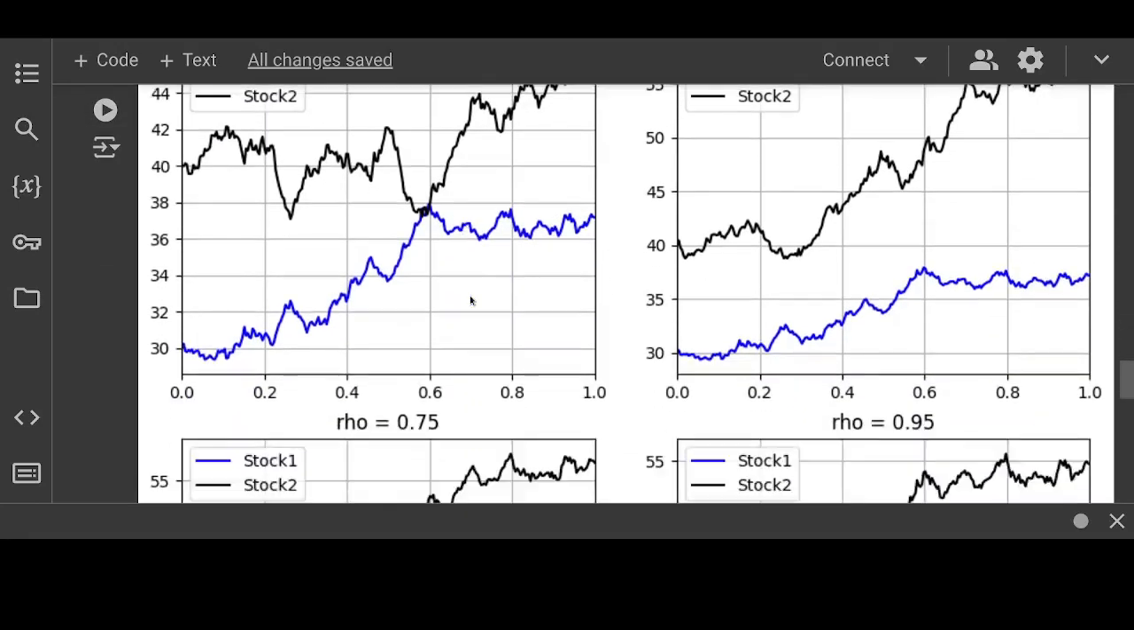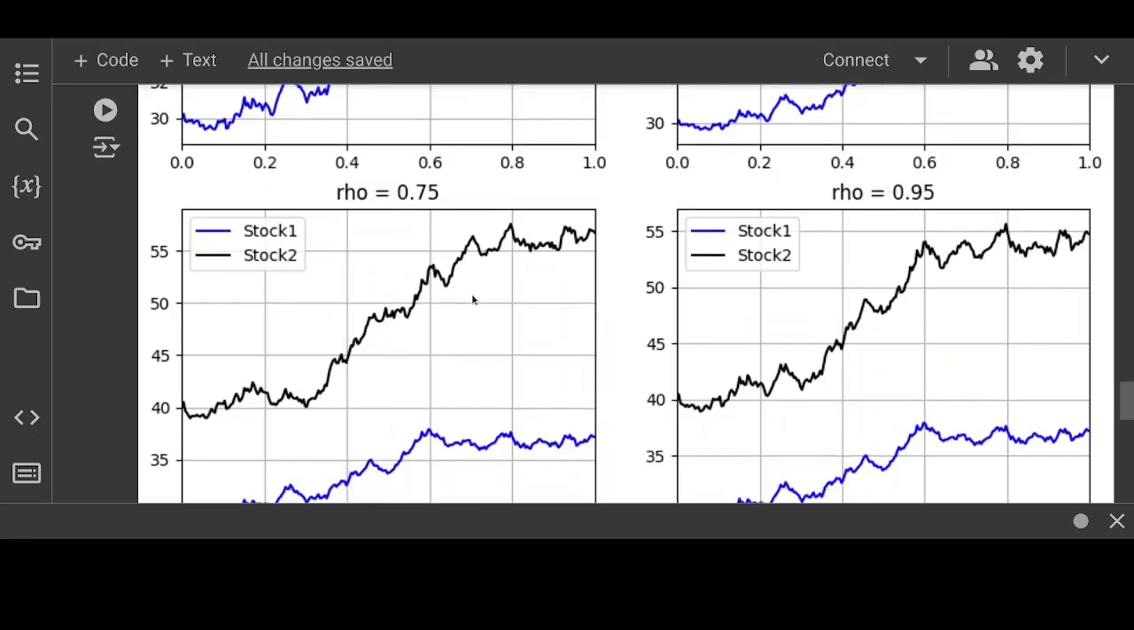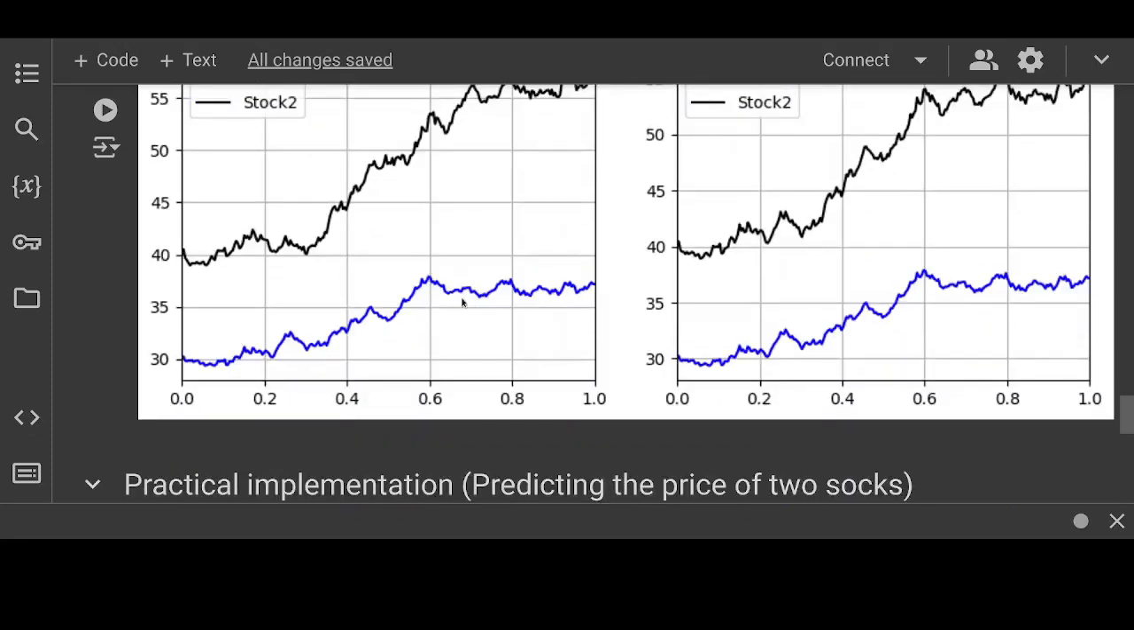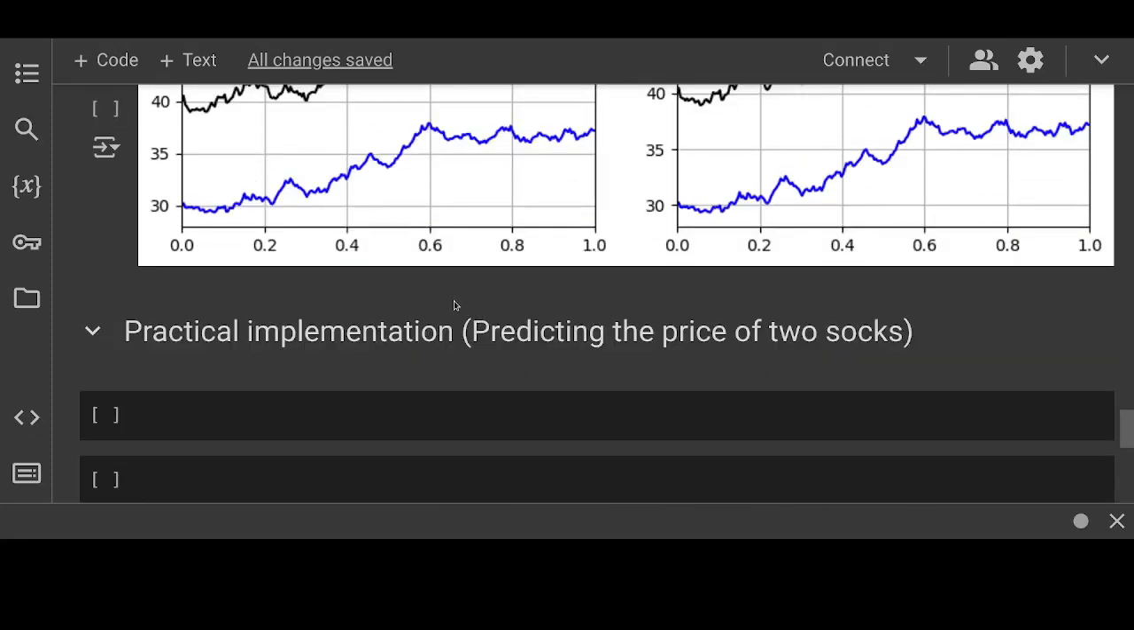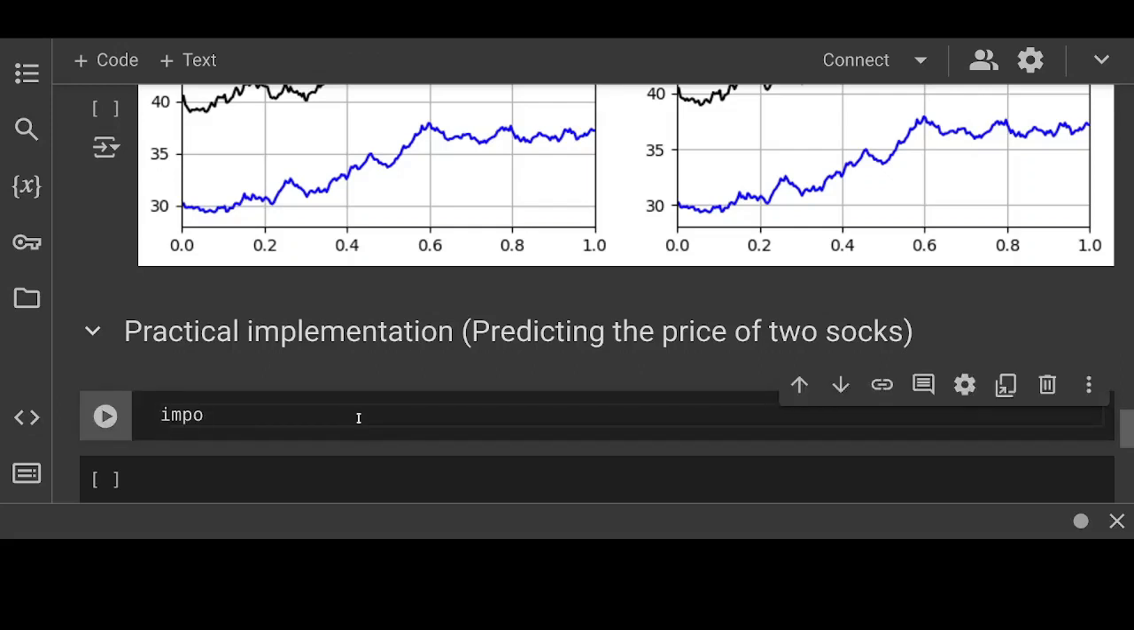So the objective of this video is to implement the Monte Carlo simulation for predicting the price process of two stocks. Now we first import this package, import yfinance as yf. This is important for downloading data from the Yahoo Finance database.